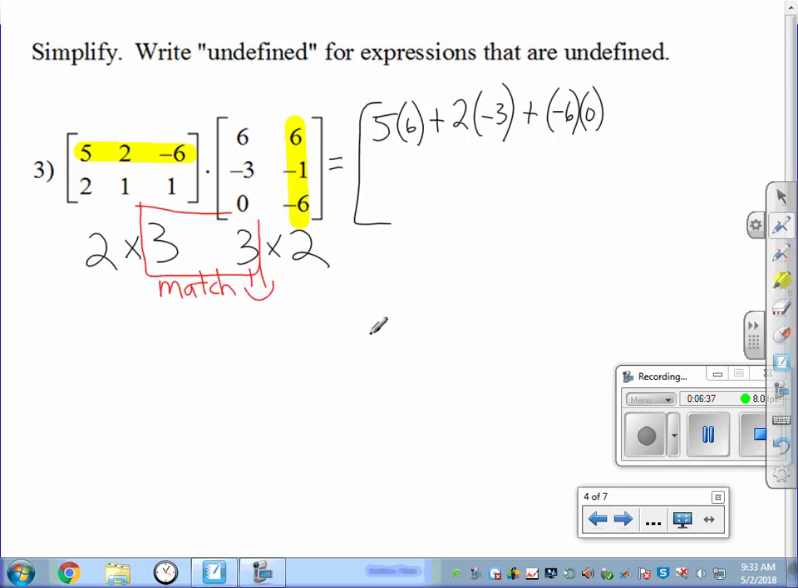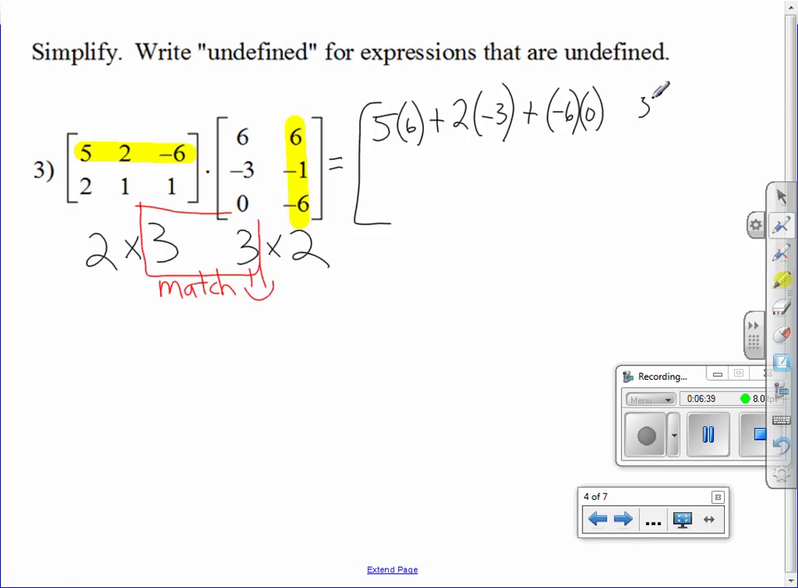5 times 6. Then I'm going to tack on to that by adding what's next in line. 2 times next in line, -1. Plus, next in line, -6 times next in line, another -6. This is going to be somewhat squashed. I'm sorry about that.